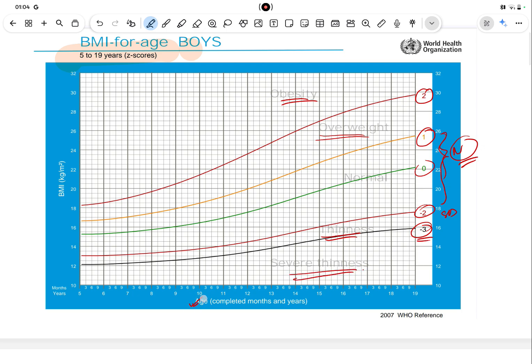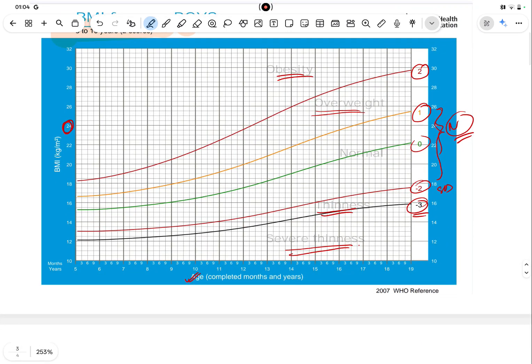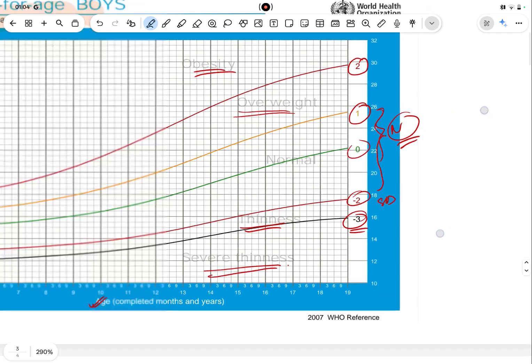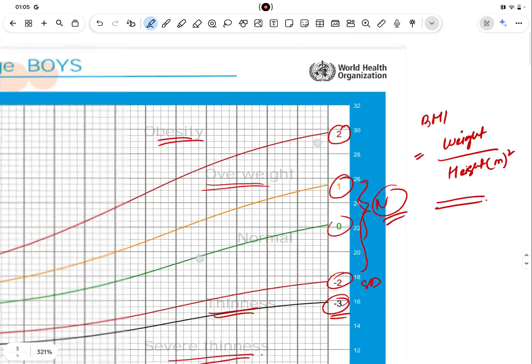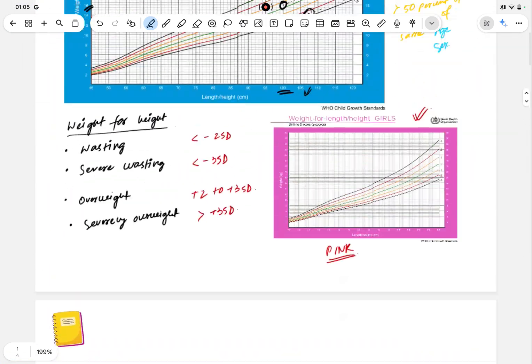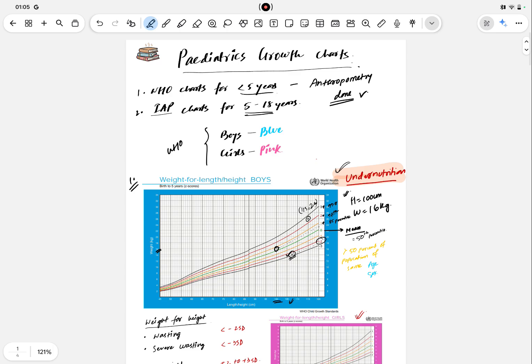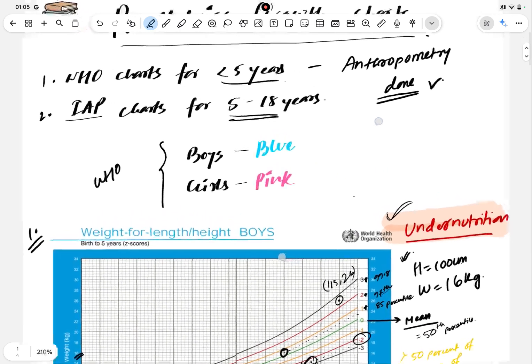Just plot the age by looking at the age, and after finding the BMI, we plot the graph. Finding BMI is very easy. BMI, I hope all of you know, weight by height in meter square. Okay, so that's it, our important charts, pediatric chart, which are very important for MBBS final examination.